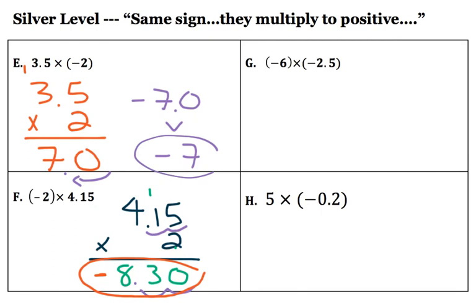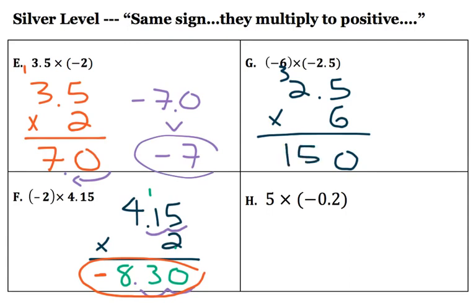For G, since the signs are the same, I know my answer this time is going to be positive. I'm going to start off with 2.5, almost thinking of it as like a 25, times 6. 6 times 5 is 30. 6 times 2 is 12. 13, 14, 15. And then we have one number after the decimal place, so I'm going to come over 1. And I end up with 15.0, and again, the signs are the same, so I know that my answer is going to stay positive, positive 15.